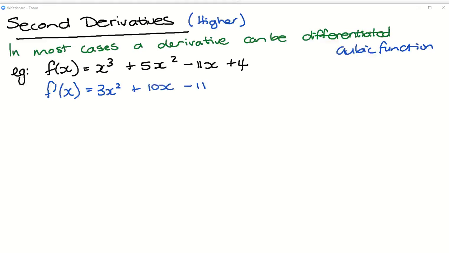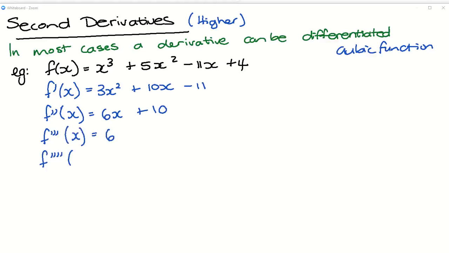But I can apply a second derivative to that. I can do a second derivative, and I can then get 2 times 3 is 6x plus 10. And if I want, I can apply a third derivative to this, and I end up getting 6. I can even apply a fourth derivative to this, which ends up giving me 0 because of my rules.